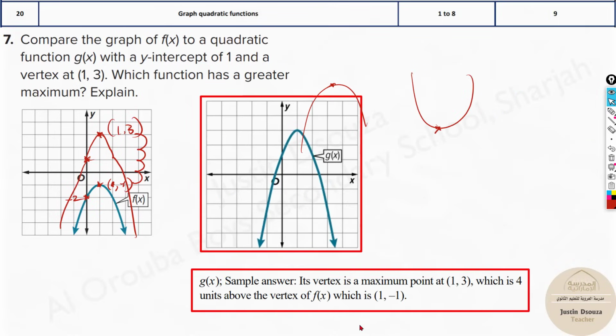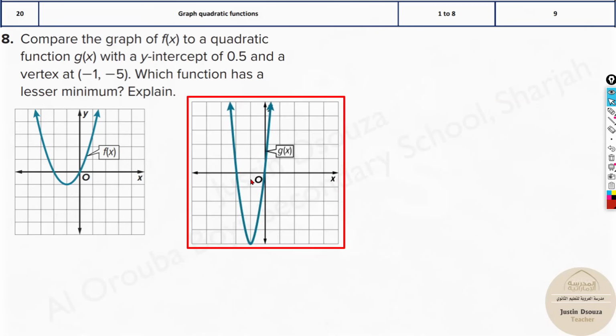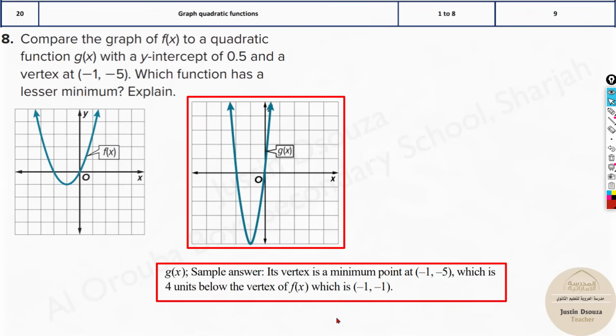And you can easily compare, right? You can just tell the maximums and see it's 4 units above the vertex of the f of x function, say for the g of x. Similarly, we have one more function. Please do this by yourselves. But over here, it's not maximum, it's minimum because they're opening upwards. Here we have everything. The y-intercept is given. The vertex is given. Please first graph the other one. See, this is the graph. And then you can tell which has the minimum. The function g of x. You can compare it and write it out.